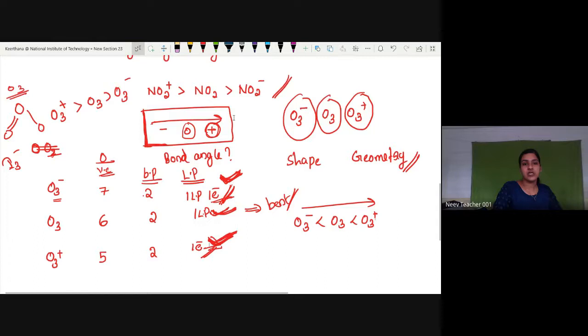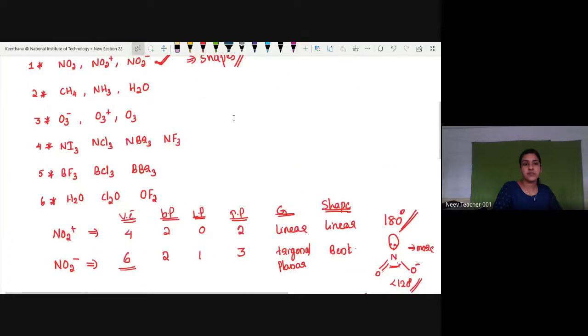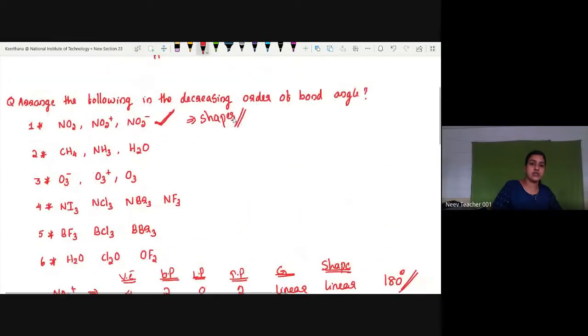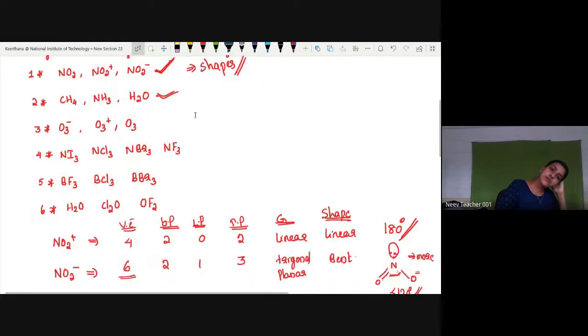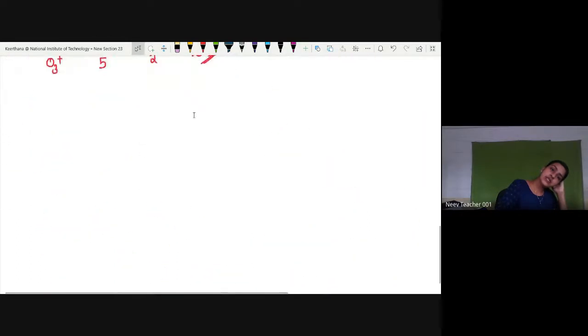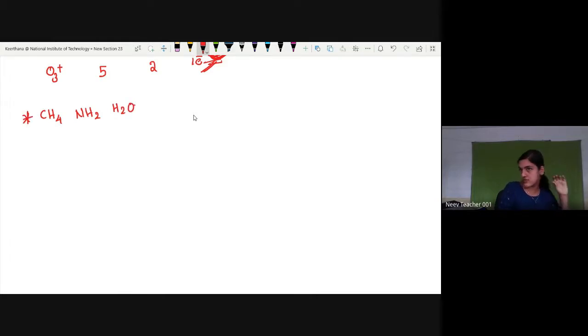The next question. Okay, second question was this: compare the angle between CH4, NH3 and H2O. Arrange the following in the increasing order of the bond length.